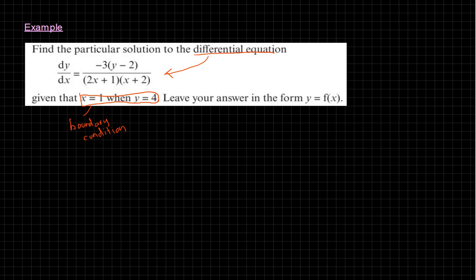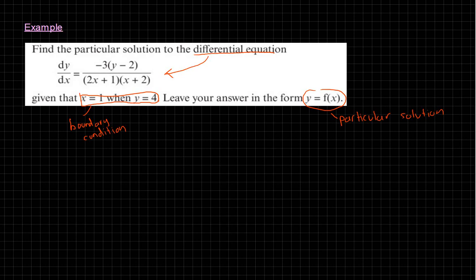And what we are being asked to find, we want to find a particular solution in the form y equals f of x. So this thing here, this is the thing we're trying to find. It's a particular solution. So we're going to start off by finding a general solution, and then we're going to plug in this boundary condition, and we'll end up with a particular solution. Okay, so how are we going to solve this?